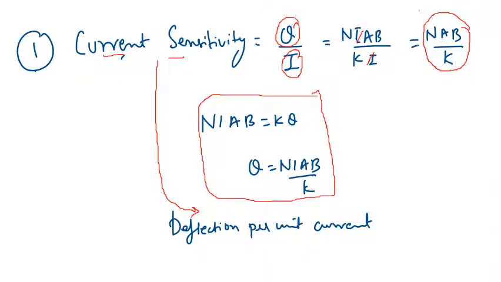But remember, if N will increase, current sensitivity will increase. If A will increase, current sensitivity will increase. And if B will increase, then current sensitivity will increase. But if K will increase, then current sensitivity will decrease.